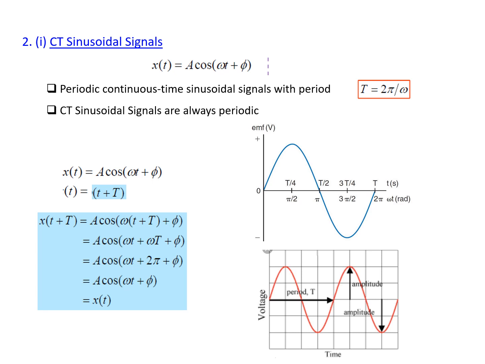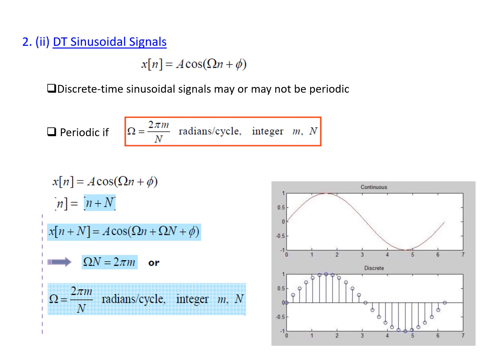Okay, now what about the discrete time sinusoidal signal? That is, when I sample this continuous time signal with some sampling frequency, what happens to the discrete form representation of sinusoidal signal, that we'll see in the next slide. You can see the equation for a discrete time sinusoidal signal is x is a function of n, that is in the place of t I got n, is nothing but a cosine of omega n plus phi.